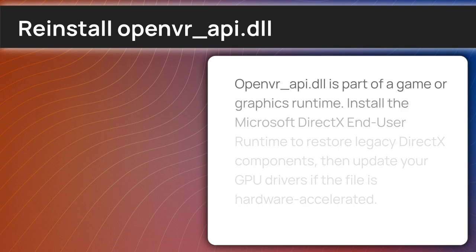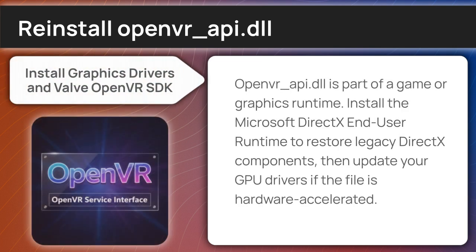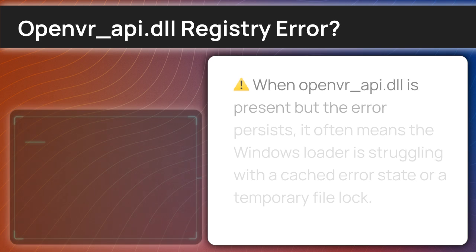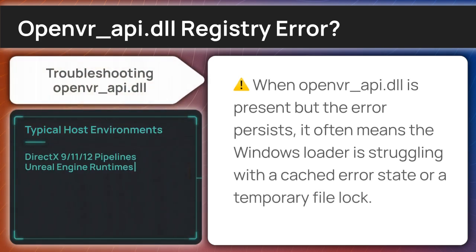The OpenVR API DLL is often associated with game graphics and audio processing. Reinstall the Microsoft DirectX end-user runtime to restore legacy DirectX files and update your GPU drivers for OpenCL, OpenGL, or CUDA support. When the primary installation path fails, a more surgical approach to checking your system's environmental variables is required.